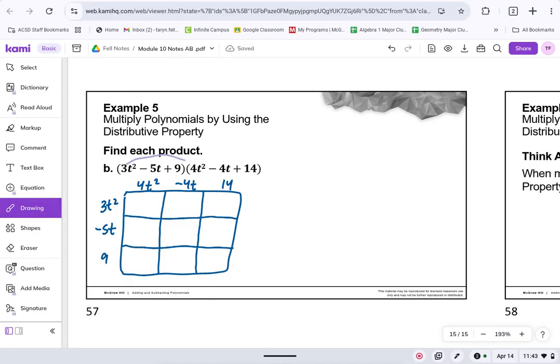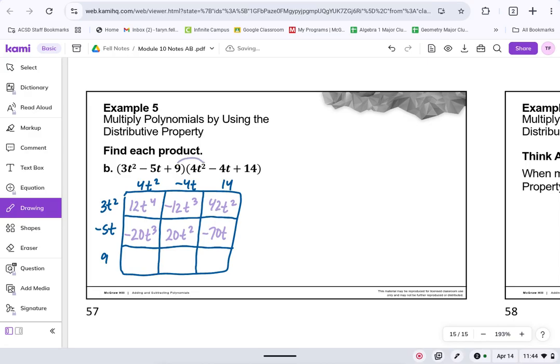I'm going to start by multiplying the 3t squared by everything in that box. So 3t squared times 4t squared is 12t to the 4th. 3t squared times negative 4t is negative 12t cubed. 3t squared times 14 is going to give me 42t squared. Then if I look at the next row, I'm taking the negative 5t times everything, and that is going to give me negative 20t cubed, and then a positive 20t squared. And then when I take negative 5t times 14, I would get negative 70t.